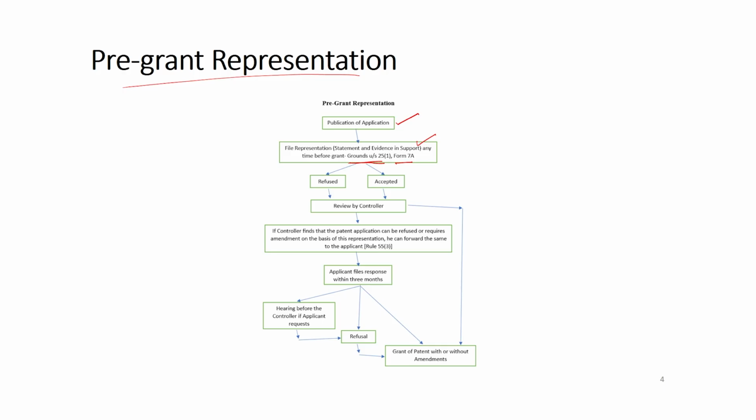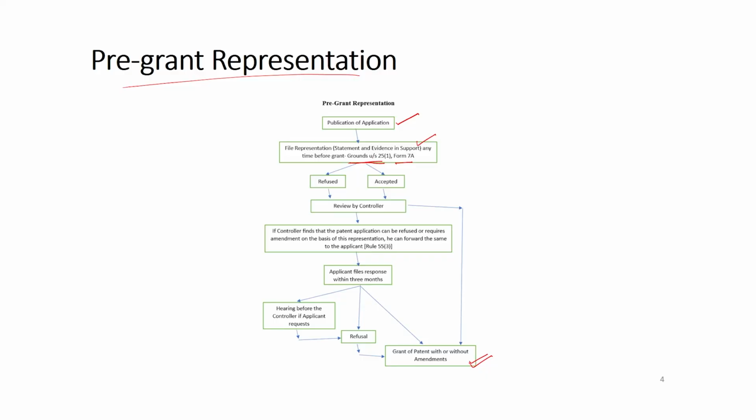Now, there are two possibilities. One, your representation, your opposition may be refused. The other is your opposition may be accepted. In both these cases, the matter will be reviewed by the controller, and after the controller reviews it, there are two possibilities. Controller may reject the opposition altogether, and if the controller rejects the opposition, he will grant the patent and will declare that there is no merit in the opposition. Or he may grant the patent with slight modifications, a small modification in the patent application, finding maybe some merit in the opposition.